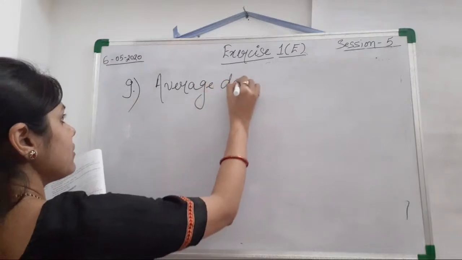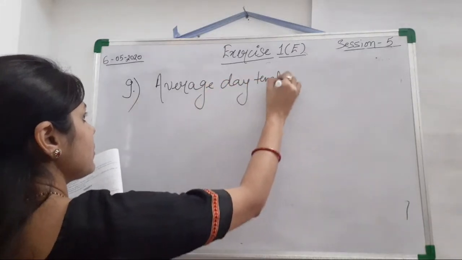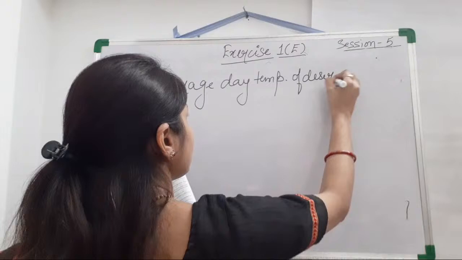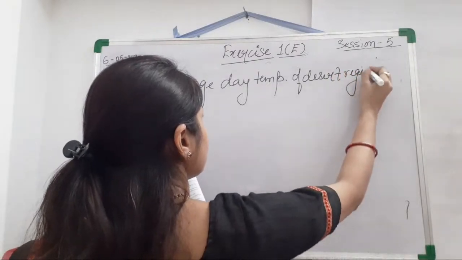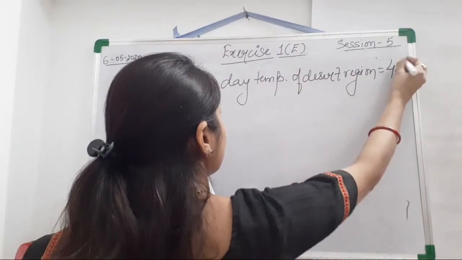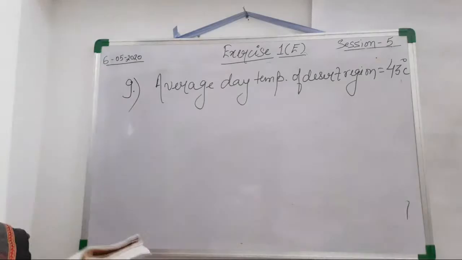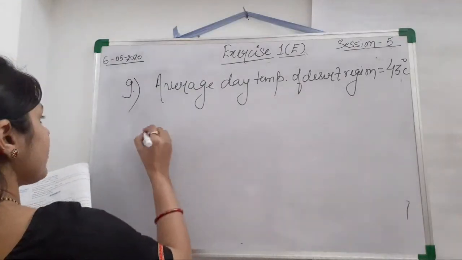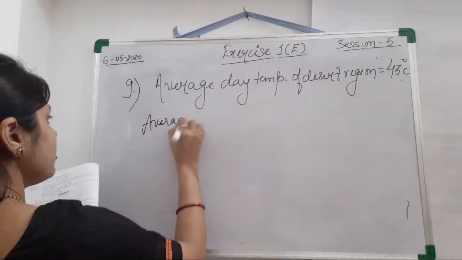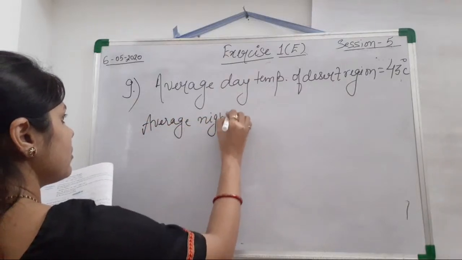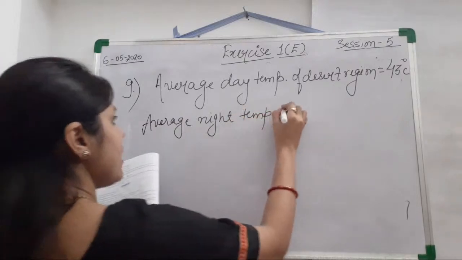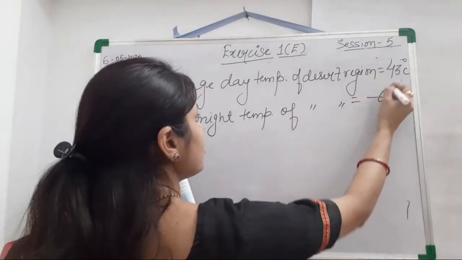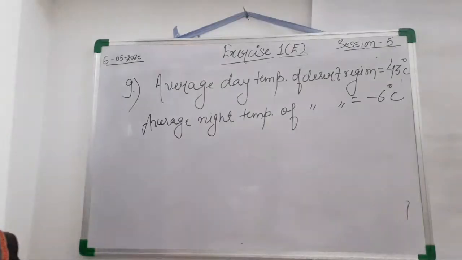Average day temperature of desert region is equal to 43 degrees Celsius. Then it is given average night temperature of desert region is equal to minus 6 degrees Celsius.